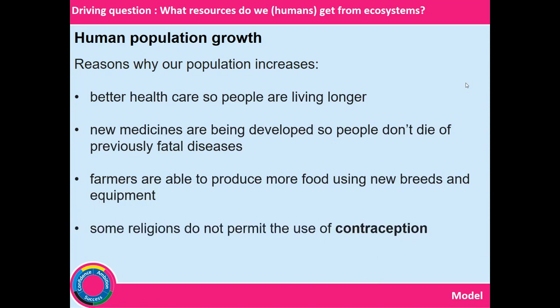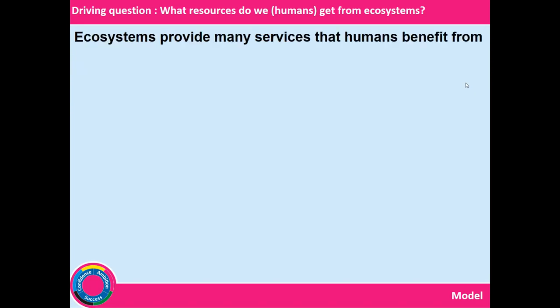Also, some religions do not permit the use of contraception. So you find that some families are very large, having above 10 kids in the family. Okay, so those are the four things. Please feel free to pause, write them down. You need to know these four reasons why the population has increased.